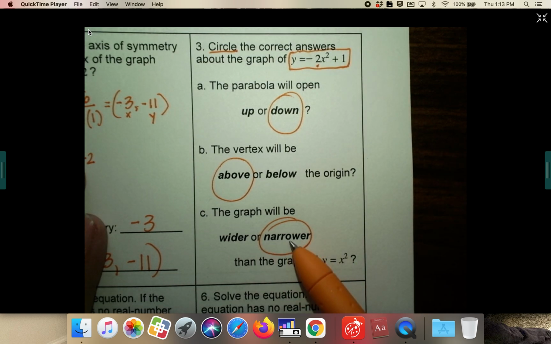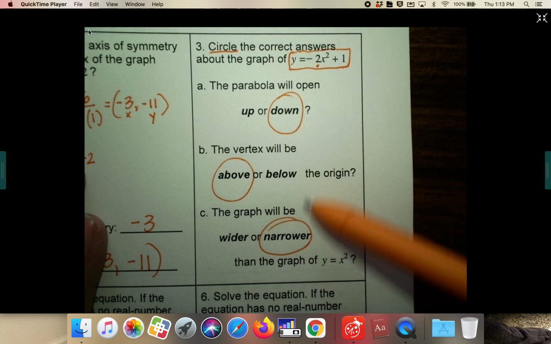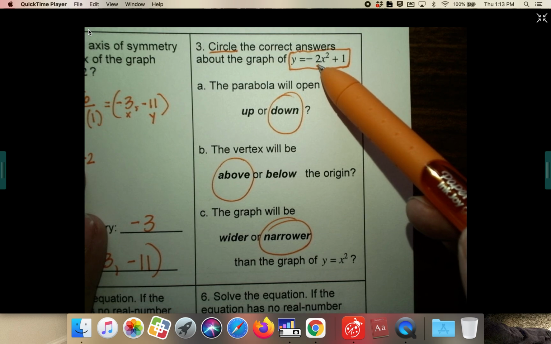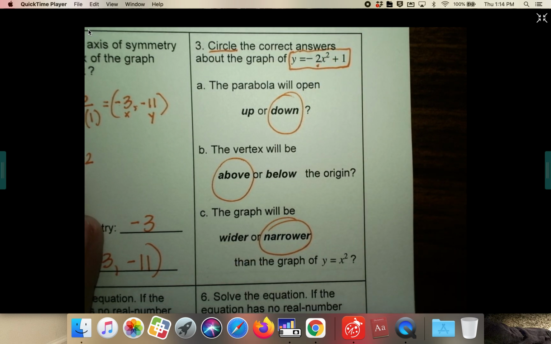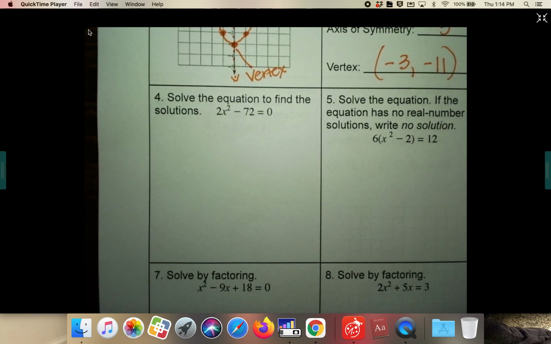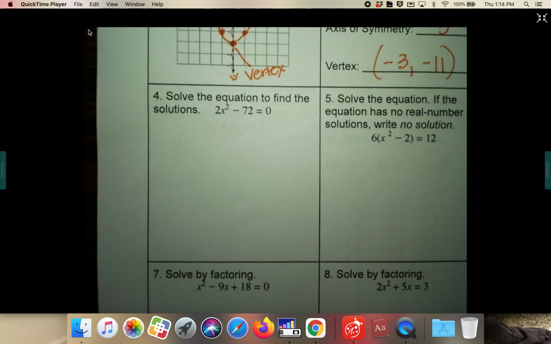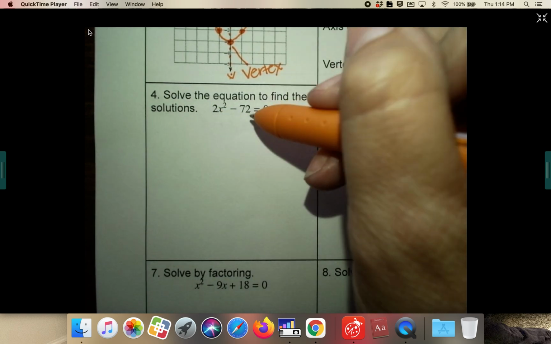And then wider or narrower is going to be if it's multiplied by a whole number, it's narrower. If it's multiplied by a fraction, like if this was half, it would be wider. Okay, number 4 is just solving an equation. So pretend like I've never taught you anything about quadratics or squareds, and you're just going to solve the equation.